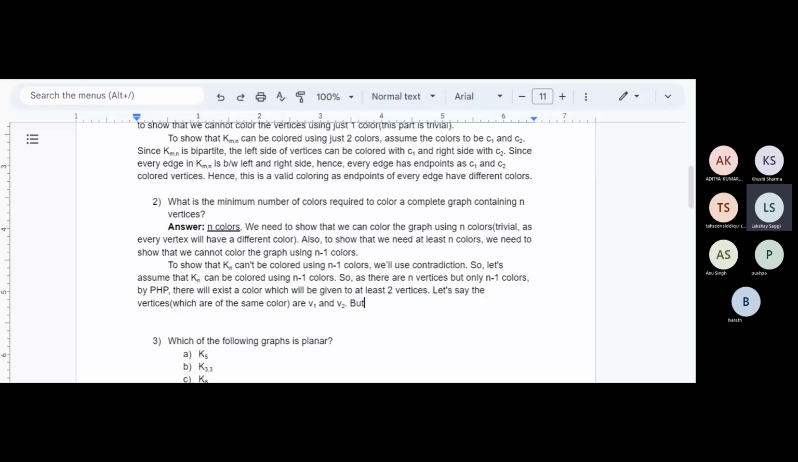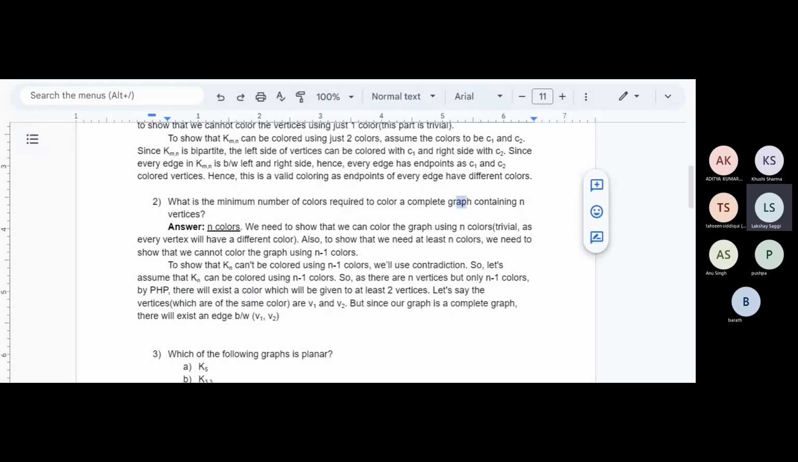But since our graph Kn is a complete graph, there will exist an edge between v1 and v2. The question says that we are dealing with a complete graph. So what is a complete graph? Every pair of vertices will have an edge between them. So v1 and v2 will have an edge between them. But what we had said earlier is that v1 and v2 have the same color.